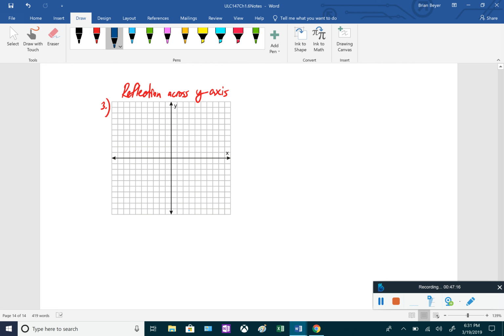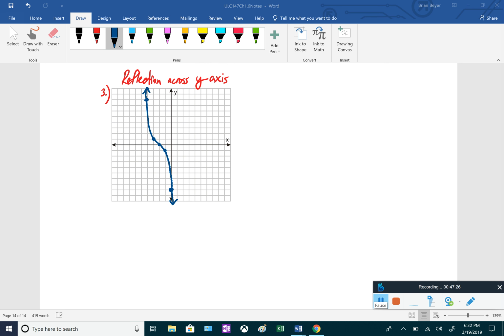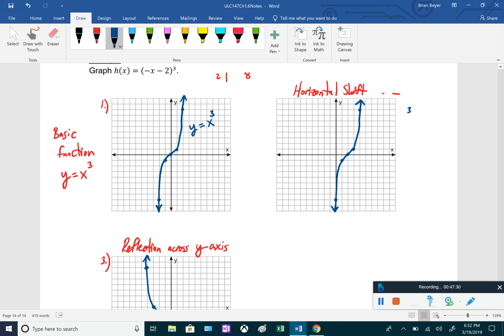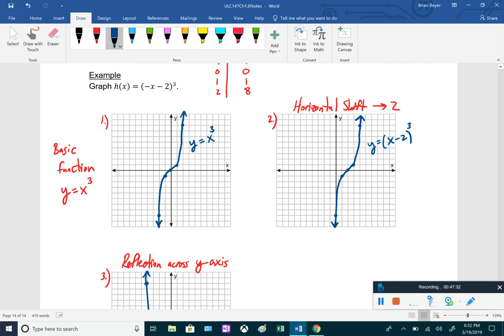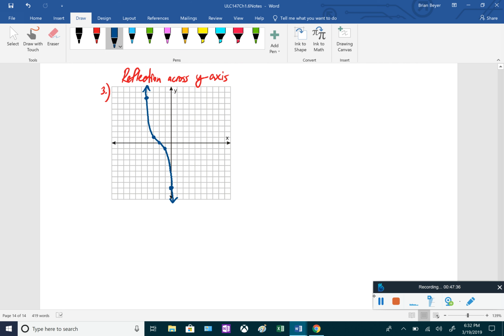So that's going to look something like this. So these are all the points reflected over the y-axis, and then we connect them. So we get something like that. And lastly, we check for a vertical shift. There is no vertical shift here. There's no plus or minus number completely after the fact. So this is our function, which is h of x equals -x minus 2 cubed.